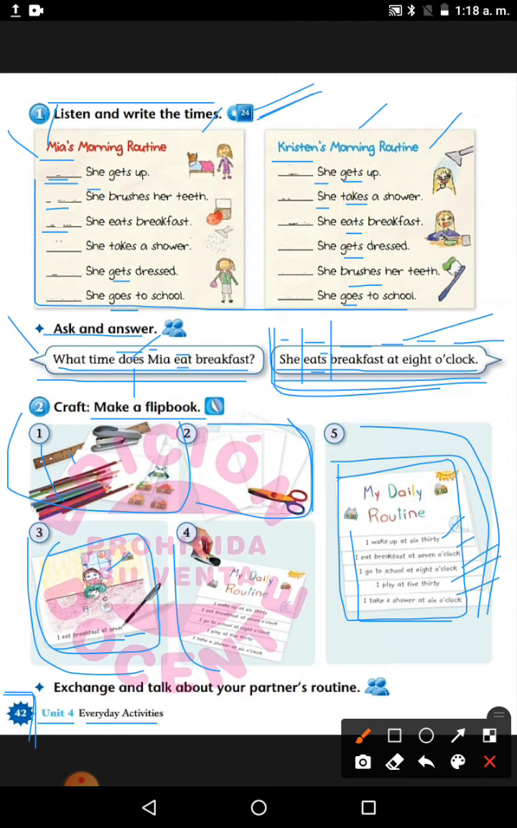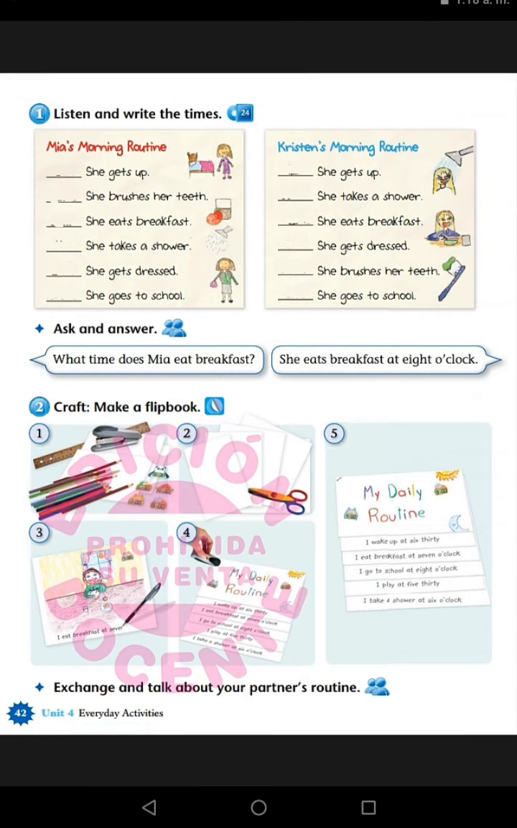Well, that's all you have to do in this page. I hope you had fun doing your flip book of your daily routine.